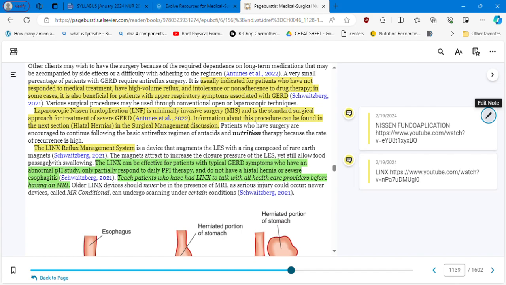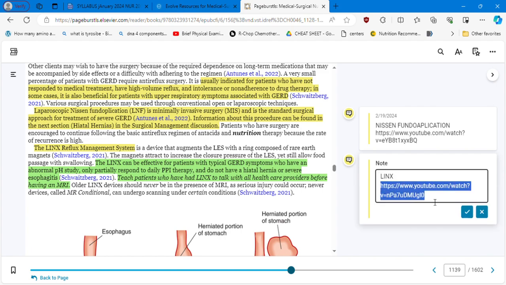So another one is the LINX reflux management system. The LINX can be effective for patients with typical GERD symptoms who have an abnormal pH study, only partially respond to daily PPI therapy, and do not have a hiatal hernia or severe esophagitis. That's another approach. Teach patients who have had LINX to talk with a healthcare provider before having an MRI. Let's watch LINX. That's another approach, and you need to be familiarized with this.